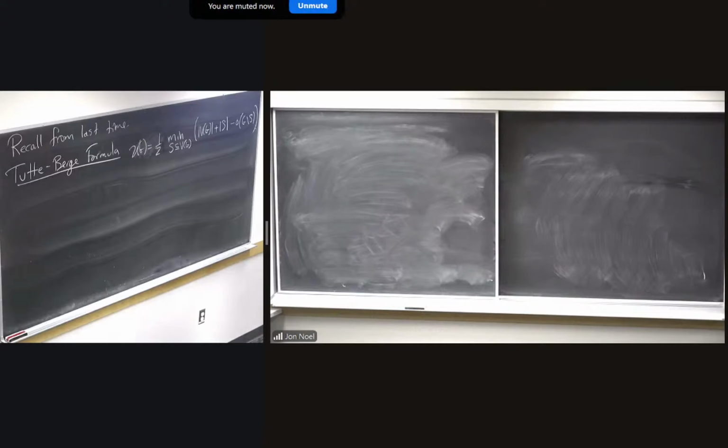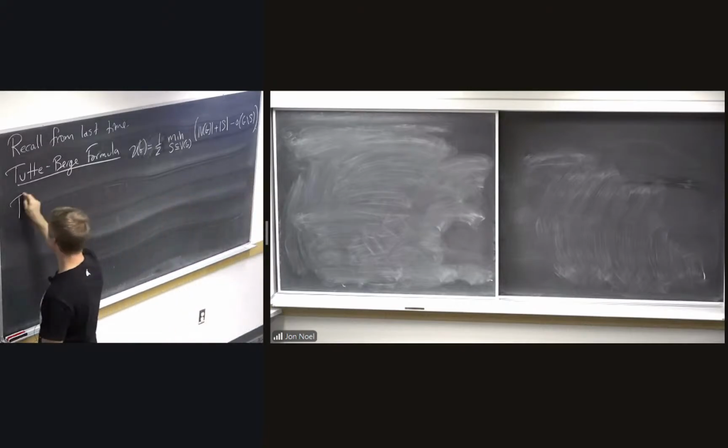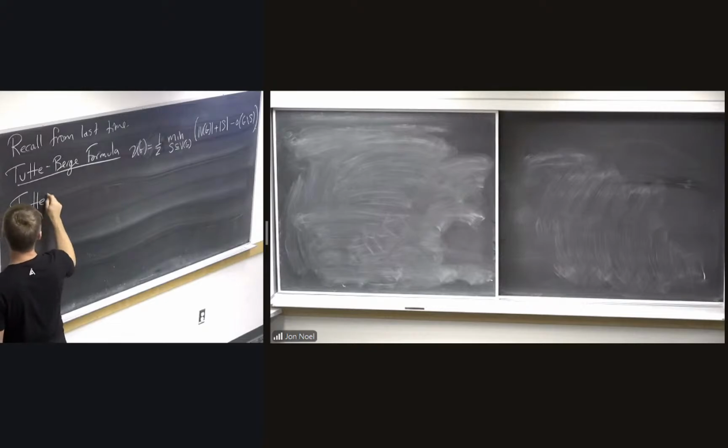Okay, so we're just going to do a little bit more stuff related to matchings, and then we're going to move on to another topic. Last time we proved this formula, if I've got it right, about the maximum matching in any graph G. As a corollary of this, you get something called Tutte's one-factor theorem.